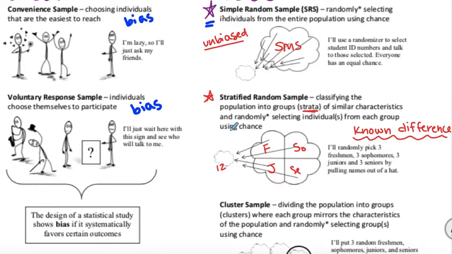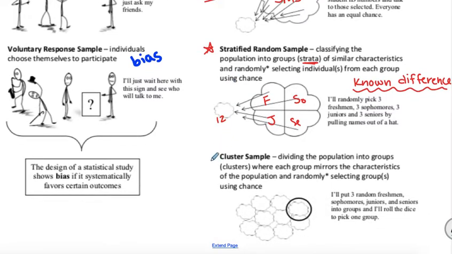Okay, the last one that is another good way of sampling is called a cluster sample. The cluster sample sometimes can get grouped into convenience, but there's still randomness involved here. Now we're going to take our entire population and divide it into groups called clusters, where each group mirrors the characteristics of the population.